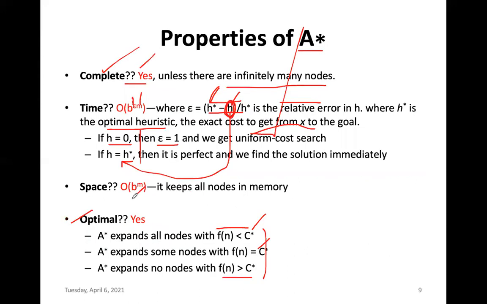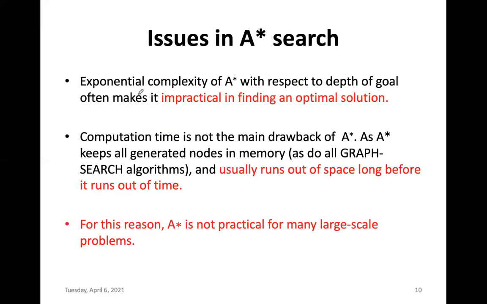We are saying this because its time complexity is exponential, b to the power m. So the exponential complexity of this algorithm with respect to the depth of the node, which is m, makes this algorithm impractical in finding an optimal solution. By the way, it will find the solution, but due to depth we are making this statement.